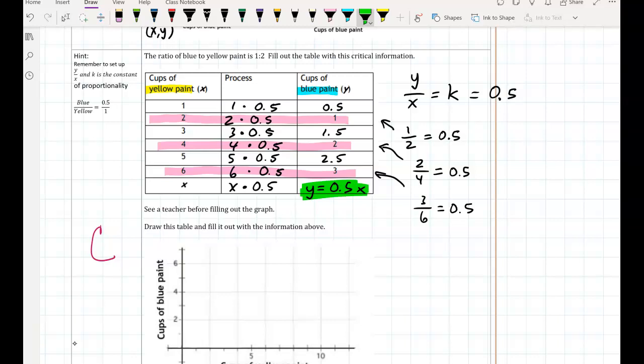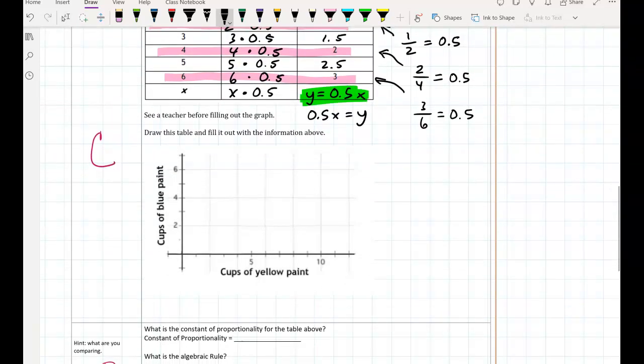How awesome is that? I mean, I am beside myself. I'm so happy about it. We found the constant, right? We found the constant to be 0.5 because we divided y by x. And now we have our algebraic rule. And I also want you to remember that your algebraic rule could look like this: 0.5x equals y. They can be switched on either side of the equal sign, just so you know.